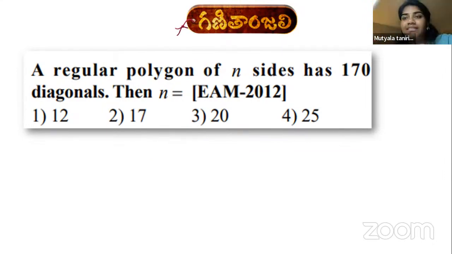It's not 12, sir. Remember the previous question? We did 12 times 9 by 2 and it was 54. It is 108, 54. Since it is 170, 12 is ruled out. Very good.